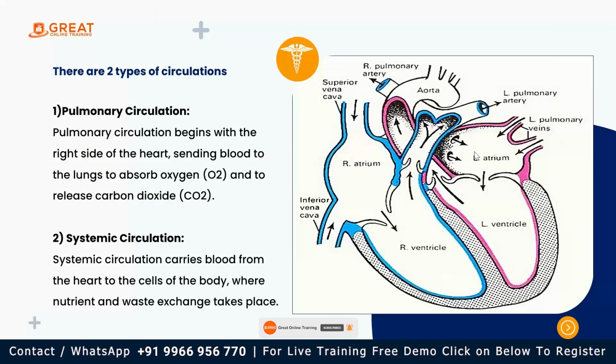So our heart is made up of four chambers. The upper chambers are called atria, and the lower chambers are called ventricles. So we have four chambers: right atrium and left atrium, which are at the upper side, and right ventricle and left ventricle, which are at the lower side.